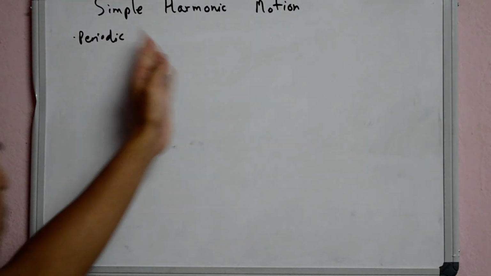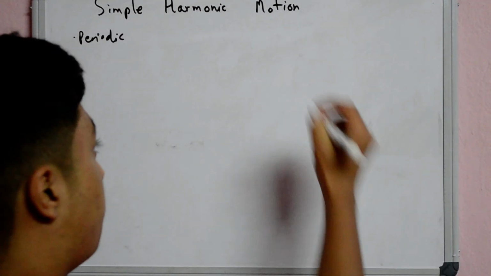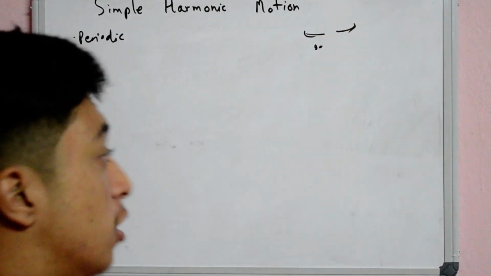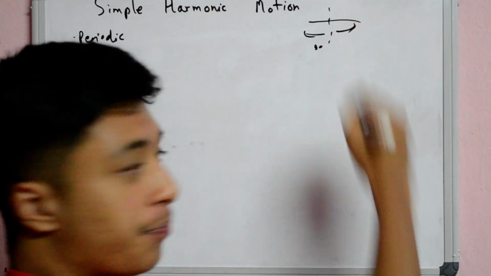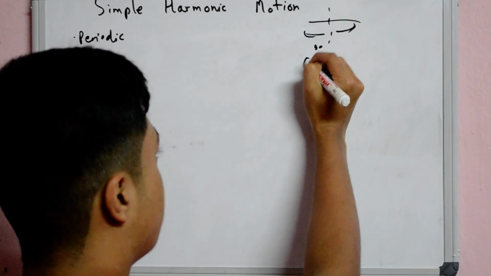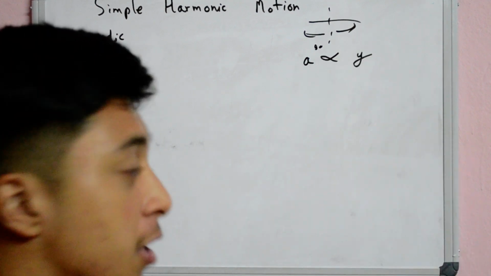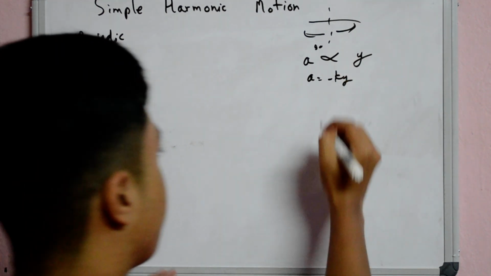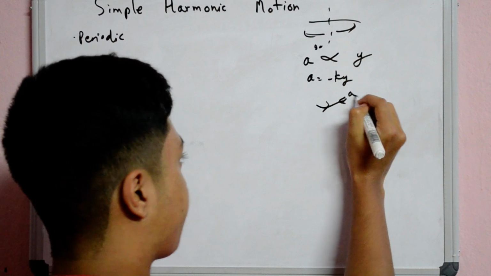Simple harmonic motion is defined as the motion in which the particles go to and fro in a straight line about a mean position, such that the acceleration produced is directly proportional to the displacement. Here a is equal to negative ky, because the acceleration occurs in the opposite direction to that of the displacement.